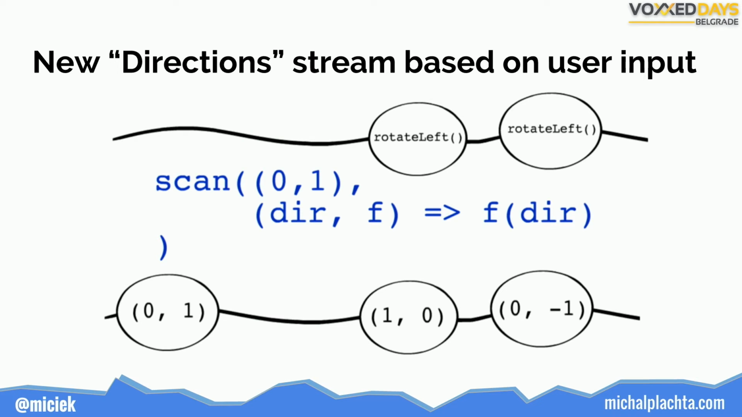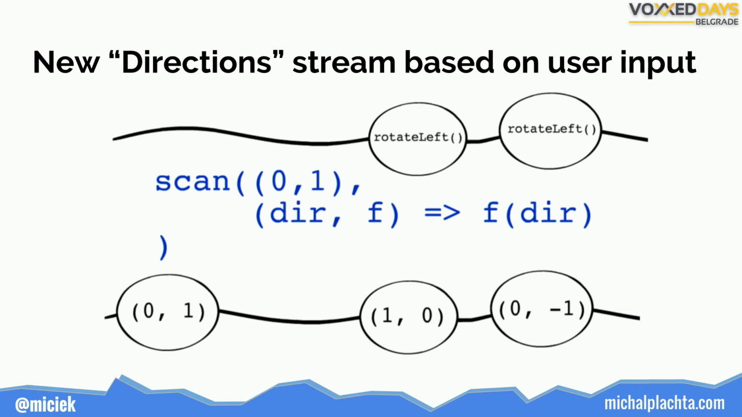Okay, so now we can do a new direction stream. The old one was, as you remember, just 0, 1 every 100 milliseconds. And now we have user input as the main input. So we have action stream, rotate left, and we can scan over the stream of functions.